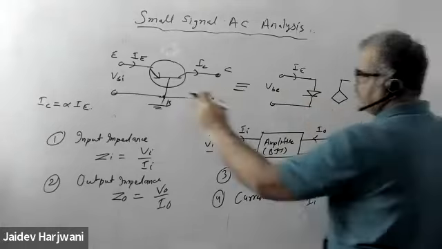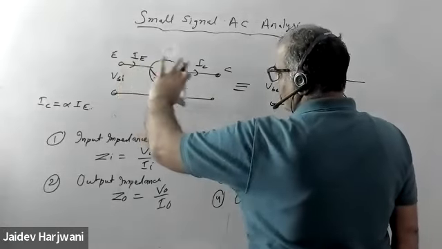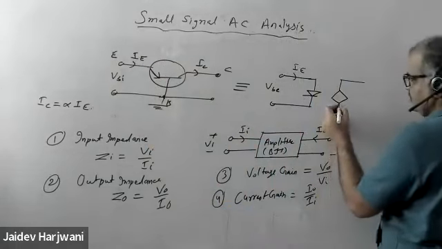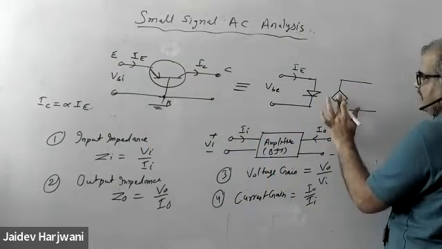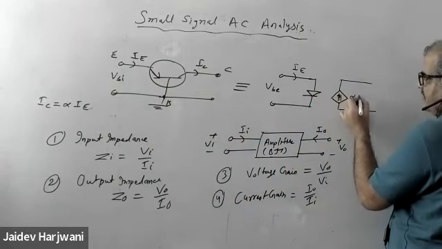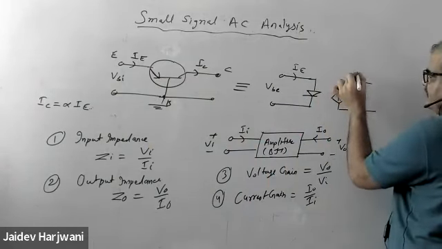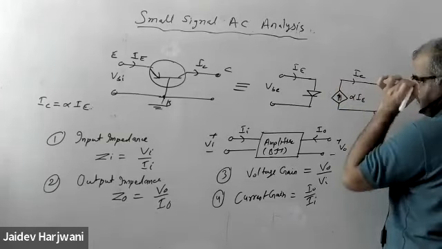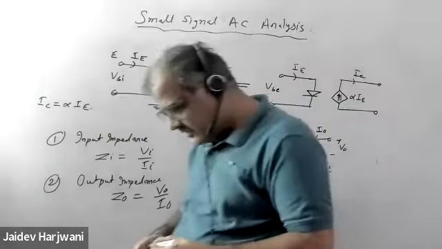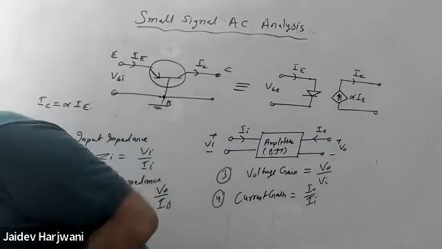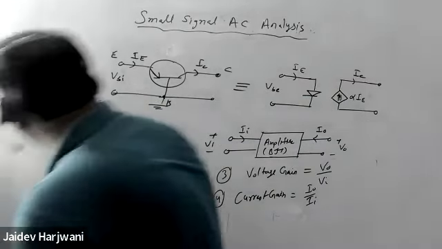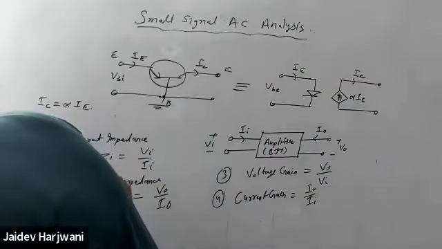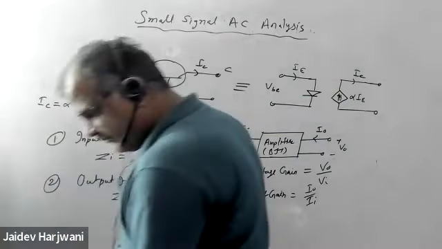I want to isolate the input from the output. This time the current is going upward, so put it upward. This is alpha I_E, which is equal to I_C, and it goes here. So basically this is your model, for the PNP transistor.